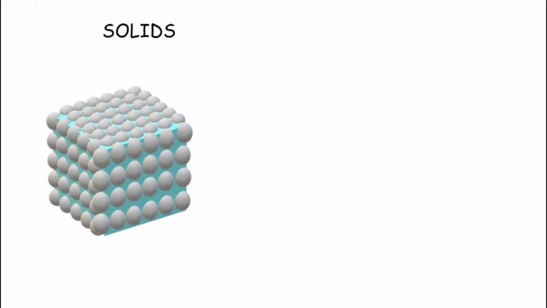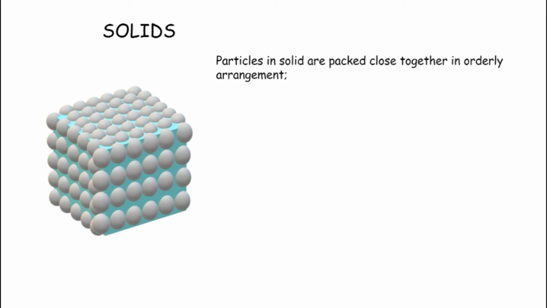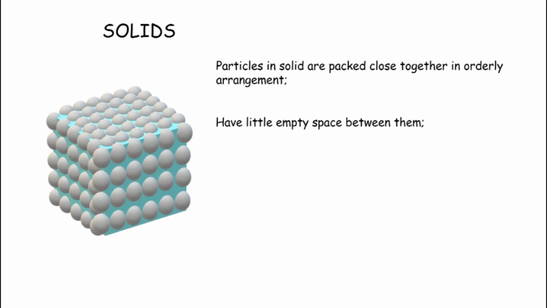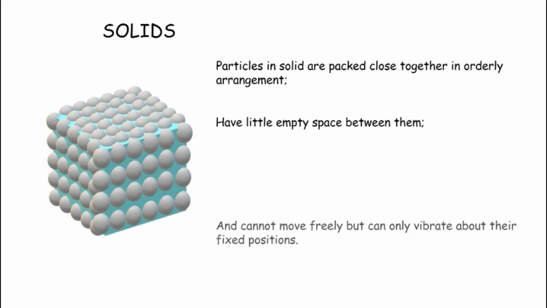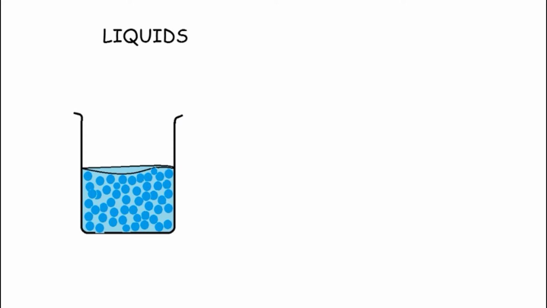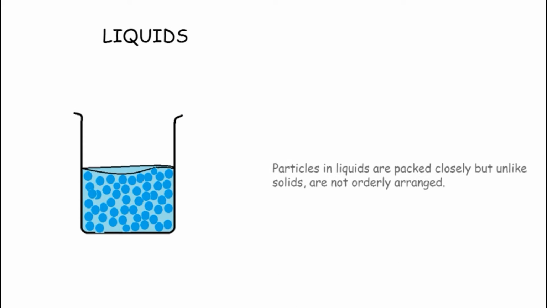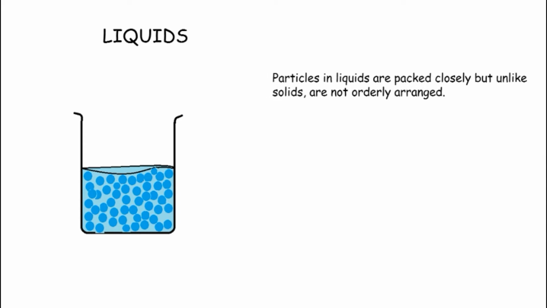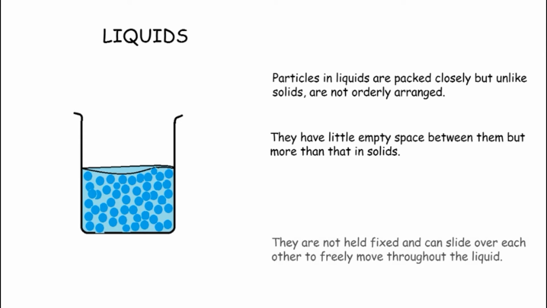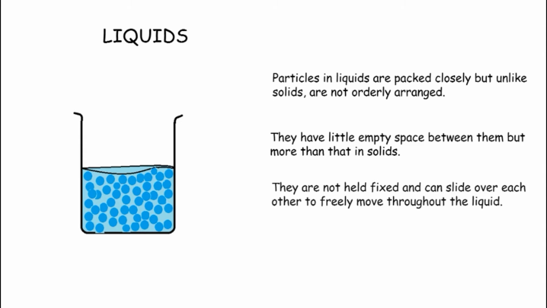Firstly, solids. Particles in solids are packed close together in orderly arrangement, and they have very little empty spaces between them, so they cannot move freely, but can only vibrate about their fixed positions. Particles in liquids are packed closely, but unlike solids, they are not orderly arranged. So they have little empty spaces between them, but more than that in solids. They're not held fixed and can slide over each other to freely move throughout the whole liquid body.